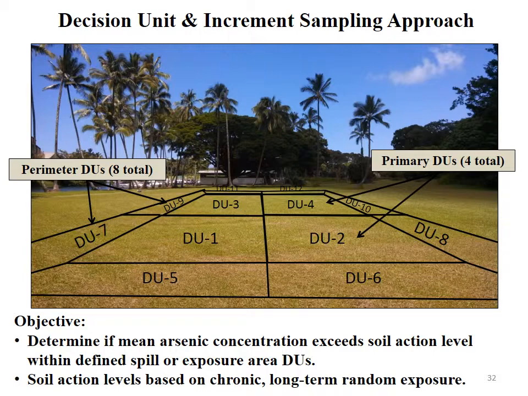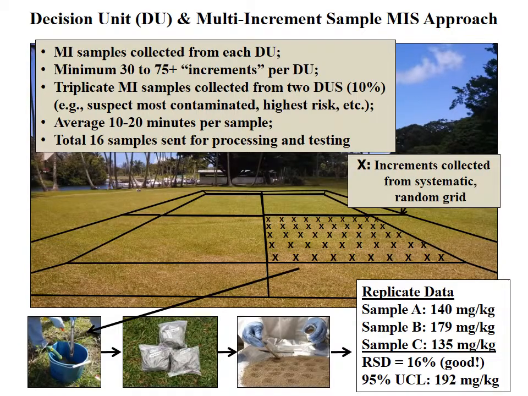So we have 4 spill area decision units and 6 perimeter DUs. Again, the objective is to determine the mean concentration, in this example arsenic, within each one of these decision units. Now instead of collecting a single discrete sample within these decision units, we're going to collect a single multi-increment sample, again hitting 30 to 50 points. And we're combining 10 to 30 or 50 grams of soil from each point into a bulk sample for that decision unit. The bulk sample is going to weigh 1 to 2 kilograms. Within 10% of the decision units, or in this case 2 of the DUs, we're going to collect triplicate samples. So we're going to go back and collect 2 completely independent multi-increment samples within 2 of the DUs. We have 3 samples for each of 2 DUs. Then we can compare the results and get an idea of how representative our samples are.